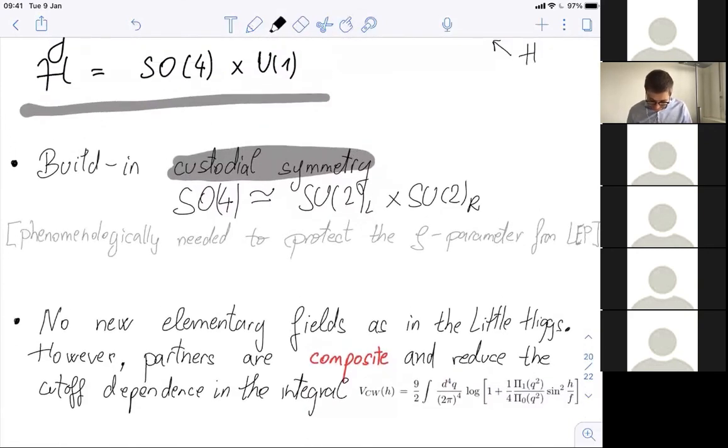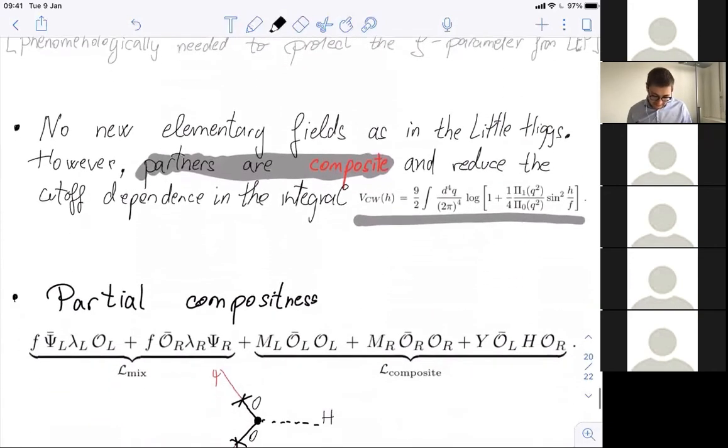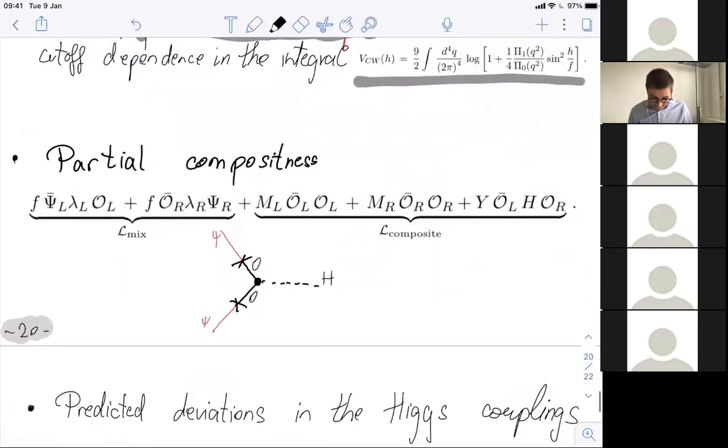So either we have this little tuning, or we have part of the composite sector be a little bit lighter. So we can have partners which are composite, okay? That are maybe a little bit lighter than the compositeness scale. And then they could make this Coleman-Weinberg dependence on the cutoff softer, reducing the cutoff dependence, okay? So this is how we get Yukawa interactions. This is the so-called partial compositeness. We have an elementary field, which mixes with a partner, which is a composite field. And then the composite field talks to the composite Higgs. Okay.